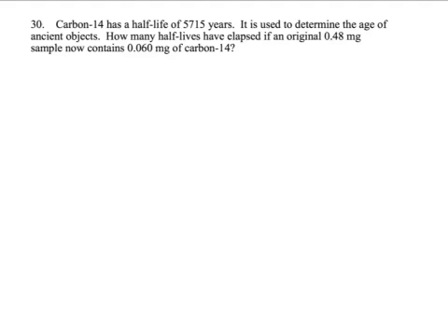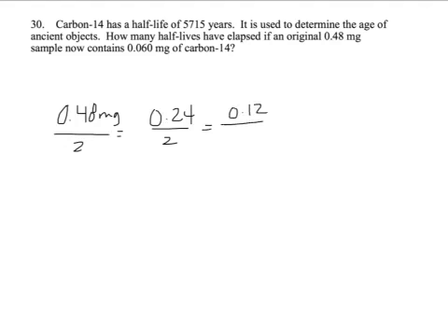Okay, in this problem, we know the half-life and we know the original mass of a sample, and how much was left at the end. If you take the original sample, 0.48 milligrams, I want to see how many times I need to divide it in half to get 0.06 milligrams. If I divide this in half the first time, I get 0.24. The second time is 0.12. After the third half-life, 0.06. And so I know that 3 half-lives have elapsed.